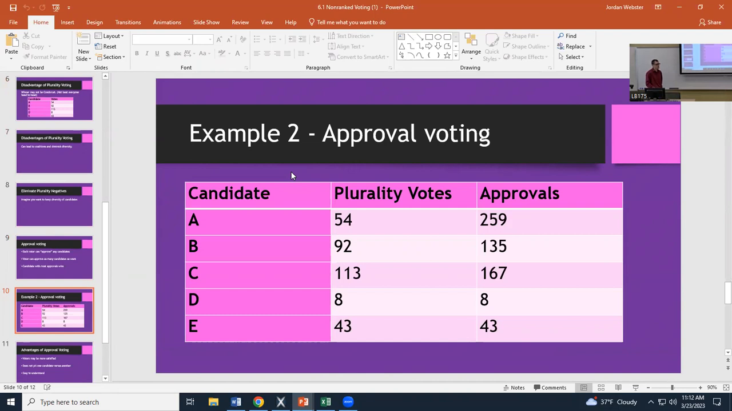Non-ranked voting. So plurality voting is most number one votes, but only the number one counts. Approval is if I like this person, I can give them an approve, but I can give a lot of other candidates an approve as well if I'm a voter. Okay. There you go.